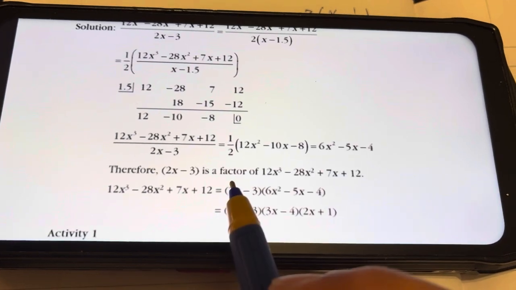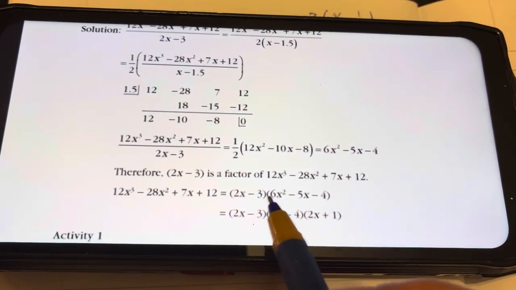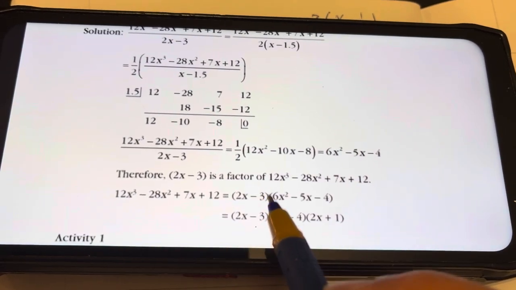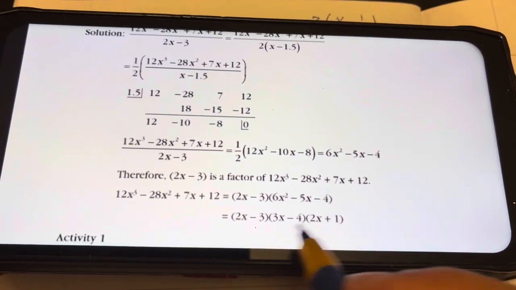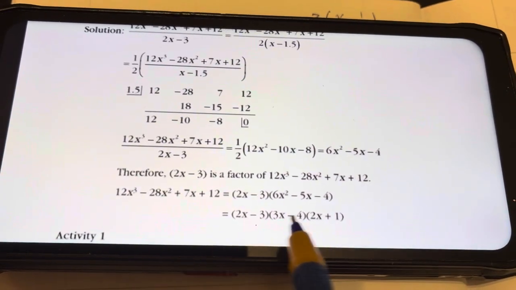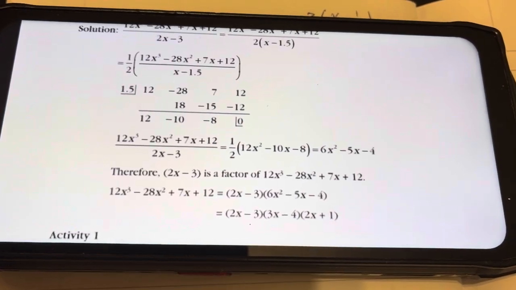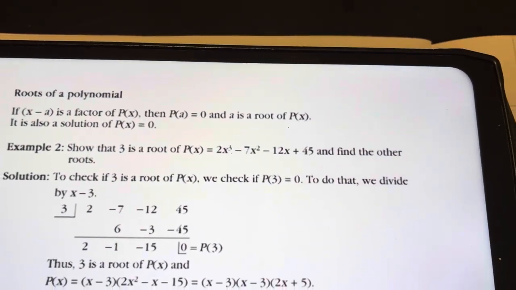And here, that means factor. So after using synthetic division, you know that it's 2x minus 3 times 6x squared minus 5x minus 4. And this itself, you can factorize it to this. So you know that this equation is this times this times this. So the roots of the polynomial, which is the factor or the solution.